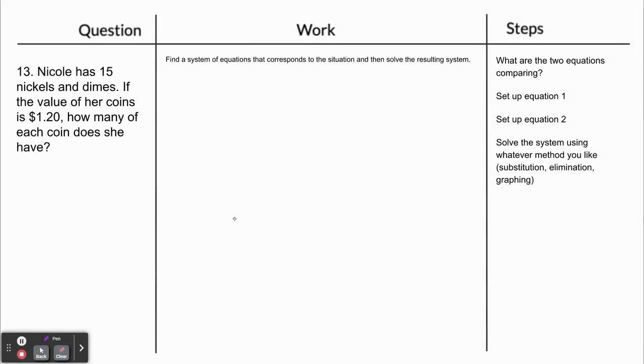Nicole has 15 nickels and dimes. If the value of her coins is $1.20, how many of each coin does she have?